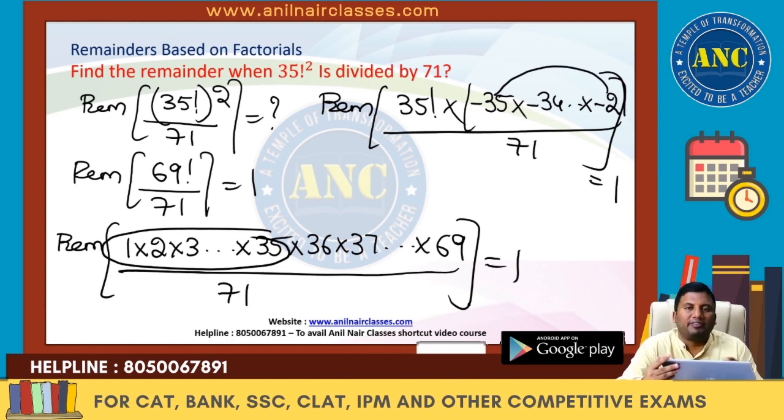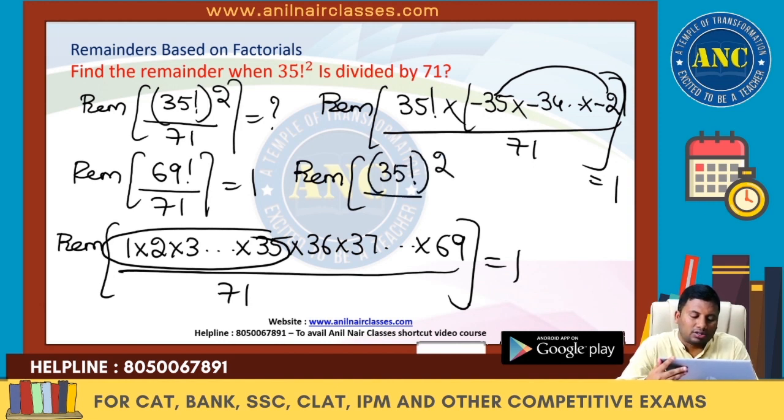From 2 to 35, there are 34 negatives. If you multiply 34 negatives, I will get a positive. So answer is nothing but remainder 1. 35 factorial whole square divided by 71 is 1.